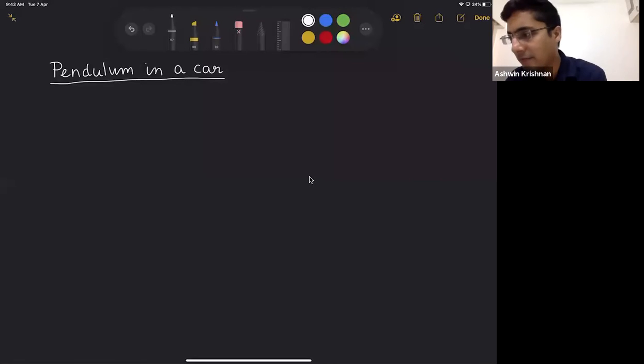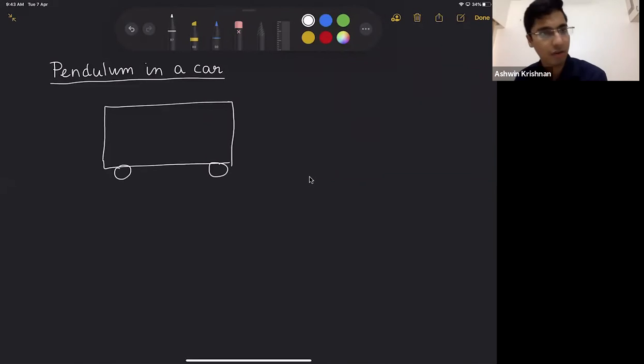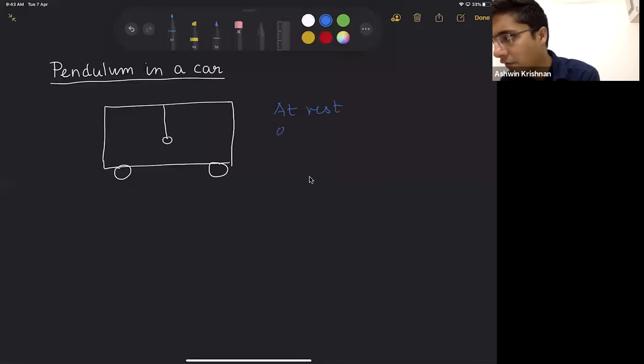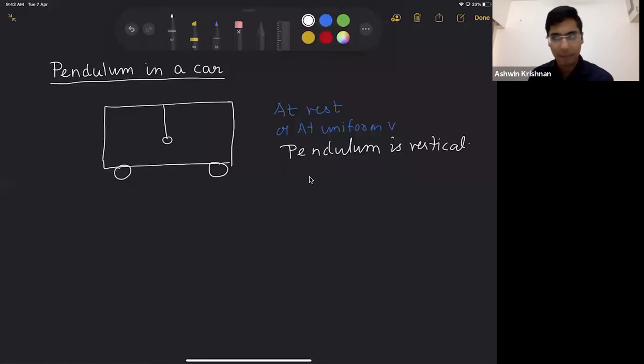So typically, let's say this is my car. Let's say you hang a pendulum from the top of a car. What will be the angle the pendulum makes with the vertical? At rest or at uniform velocity, the pendulum is vertical, right? That's what typically happens.